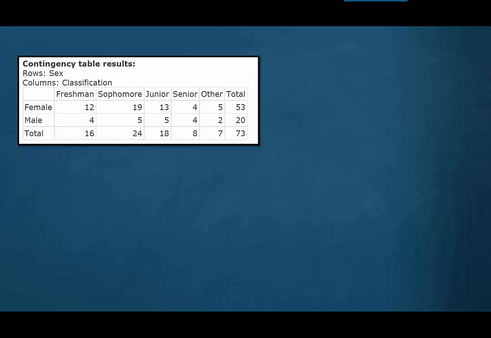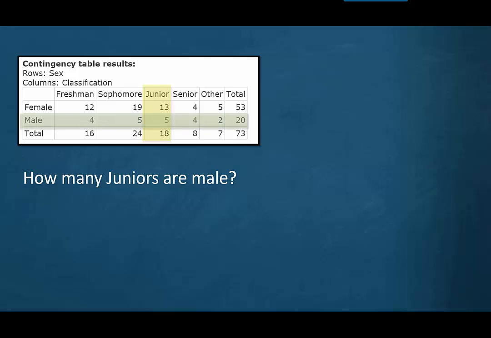What if I wanted to know how many juniors are male? We simply look at the junior column, and then we look at the male row and notice that there are 5 juniors who are male. We can also answer questions regarding the proportion or percent of certain categories or intersection of categories. This is often more revealing when there are different sample sizes.